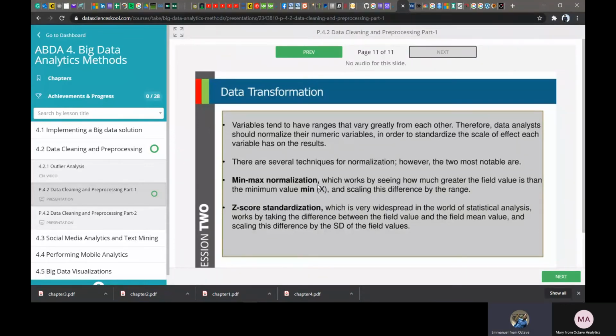So the min-max normalization works by seeing how much greater the field value is than the minimum value, and scaling this difference by the range, which is the maximum minus the minimum value. And we have this z-score standardization, which is very widespread in the world of statistical analysis. It works by taking the difference between the field value, each of your x's, and your field mean value, and scaling the difference by the standard deviation of the values.